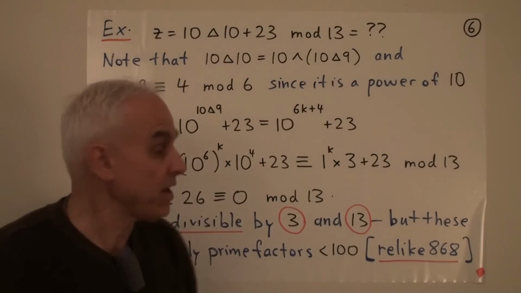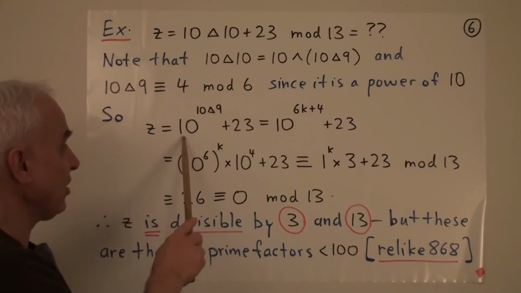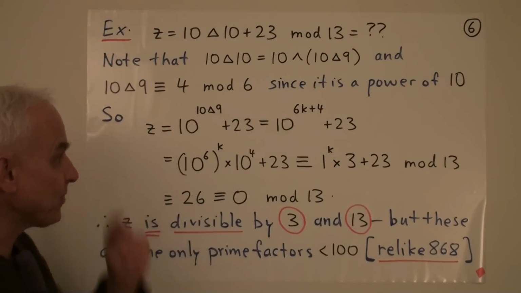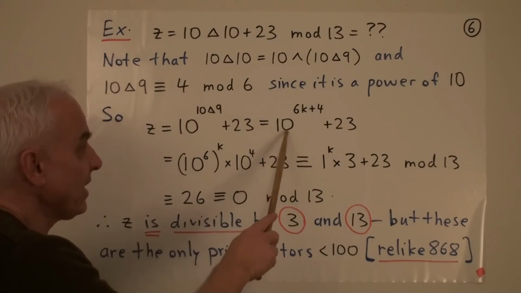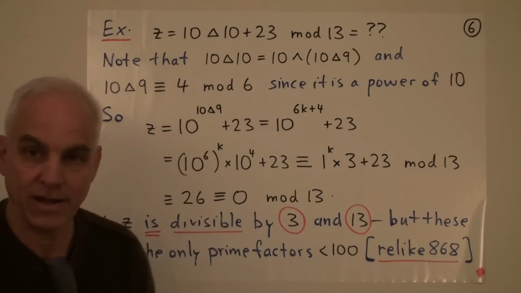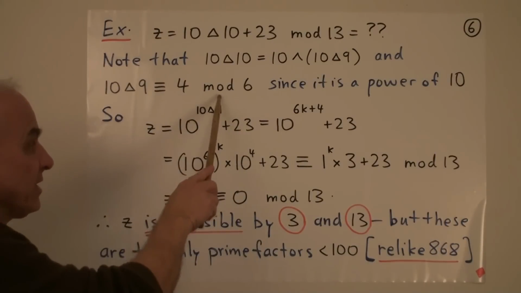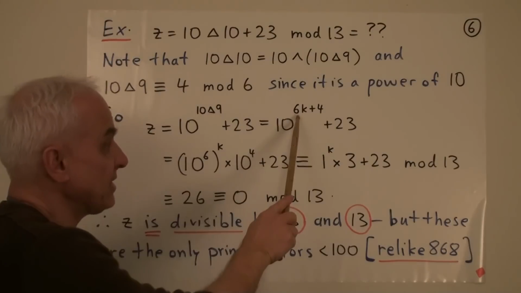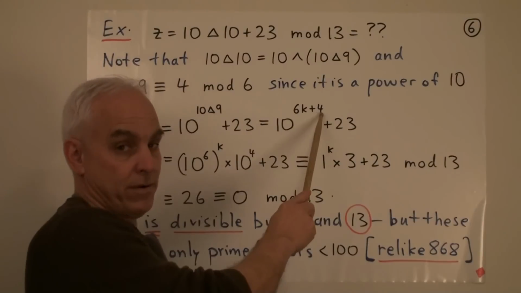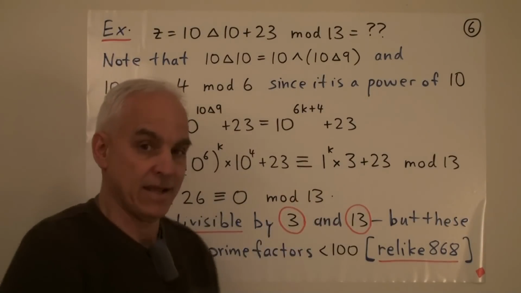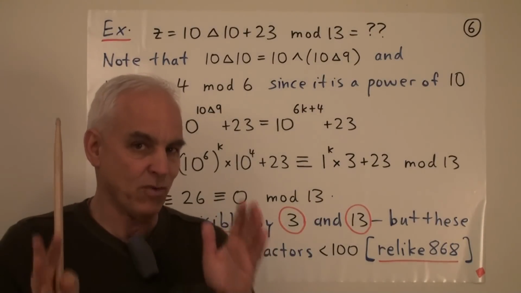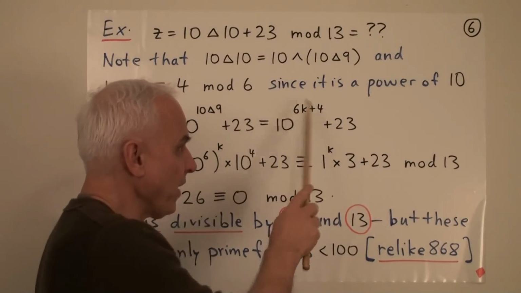Now, that means that we can think about z, which is 10 to the 10 triangle 9 plus 23, as 10 to the 6k plus 4, plus 23. This number, 10 triangle 9, is congruent to 4 mod 6. That means it can be expressed as 6 times some number k plus 4. And we don't know what that k is. It's going to be some humongous number, but we don't need to concern ourselves with it. It's the plus 4 that's important.